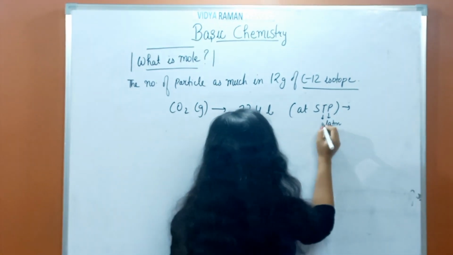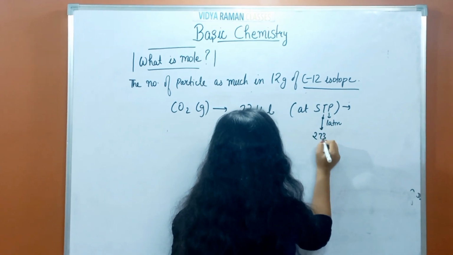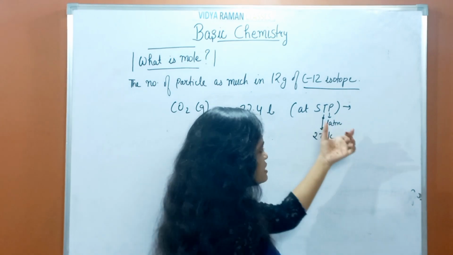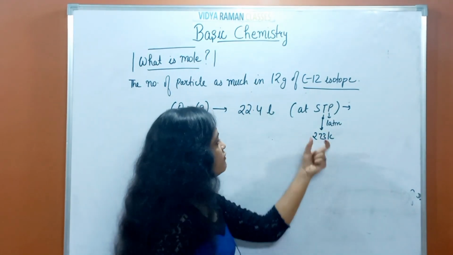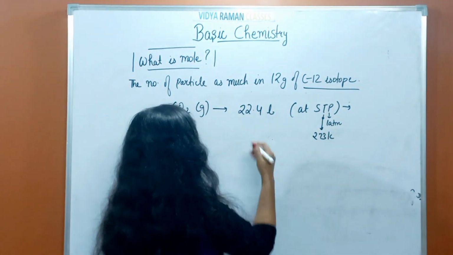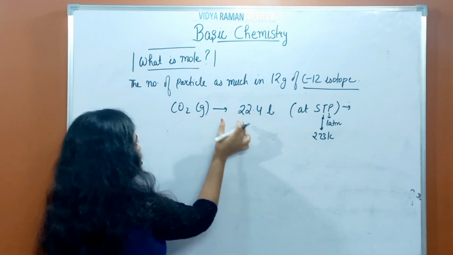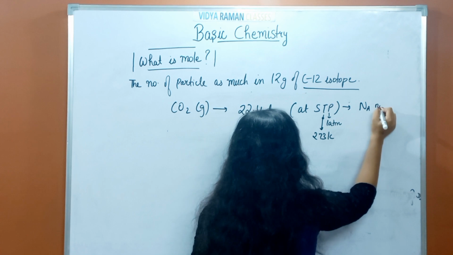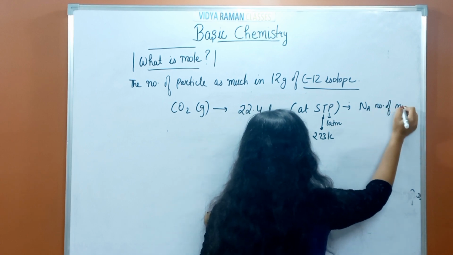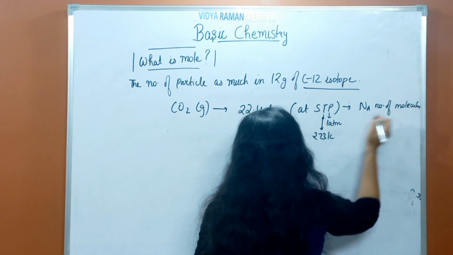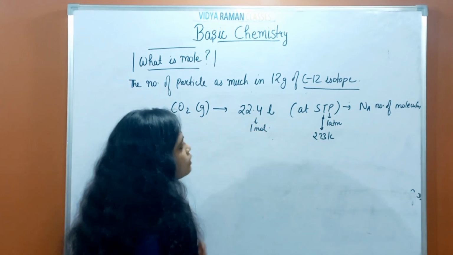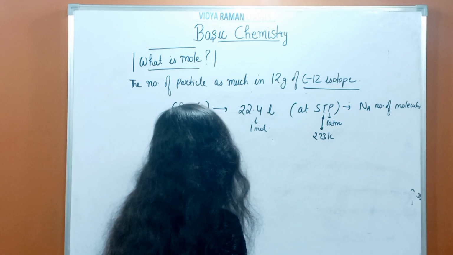So again, temperature will be 273 Kelvin and pressure is 1 atmosphere. Whenever the condition is this, at STP, meaning temperature is 273 Kelvin and pressure is 1 atmosphere, then always 22.4 liter of that gas will contain Na number of molecules. Meaning it is equal to 1 mole. Okay, I hope I am clear.